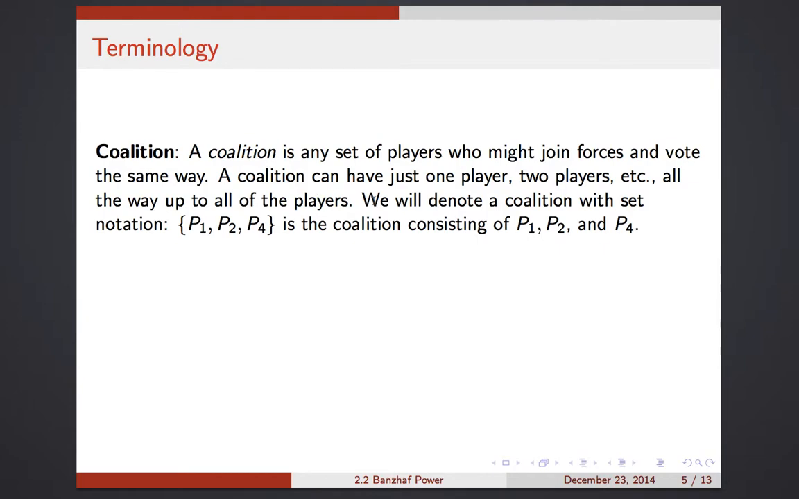And a coalition can just be a single person. It can have 2 players, it can have 3 players, and so on, all the way up to all of the players. So if every single player in the system decides to join forces, that's a coalition, and the technical term for that is the grand coalition, when everybody's on the same side. Okay, so we'll denote a coalition with set notation, so this is nothing fancy. It's just saying that this set here consists of the 3 players, player 1, 2, and 4, so it's the coalition consisting of those 3 players.